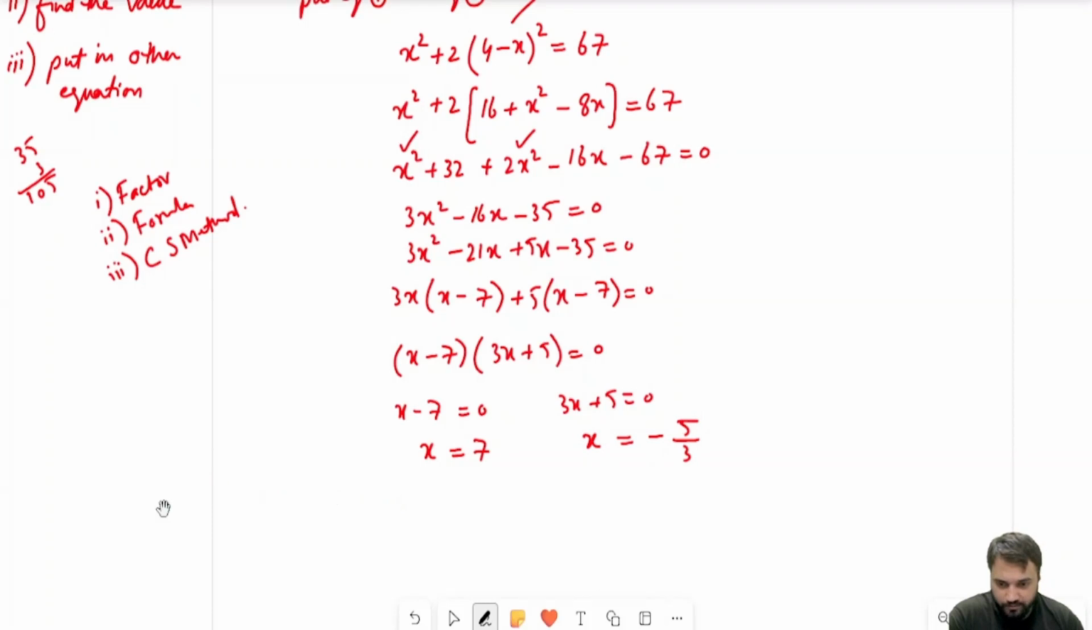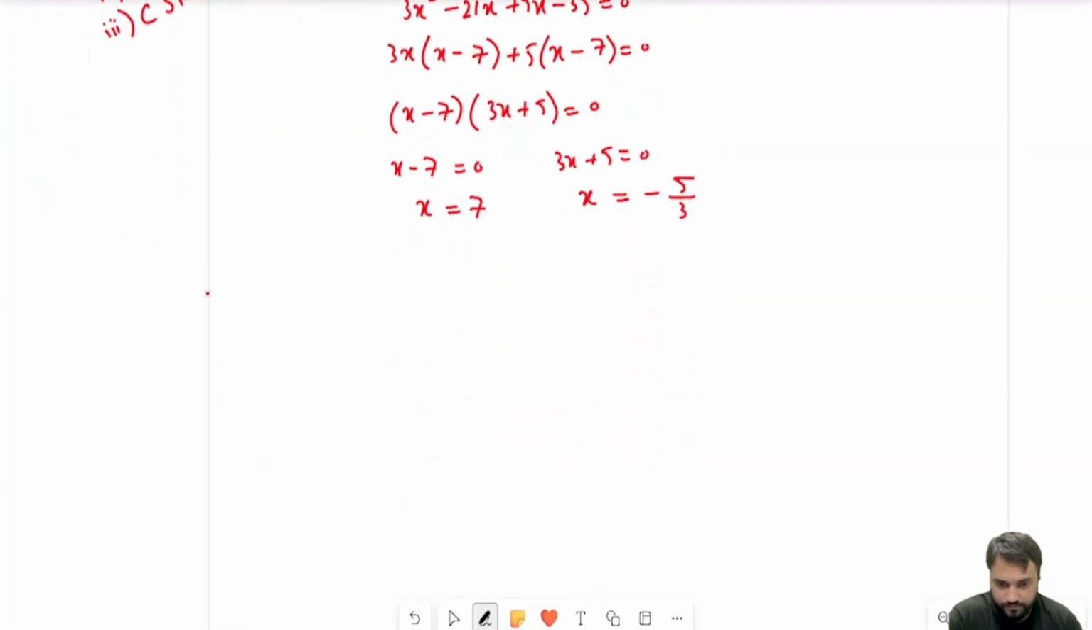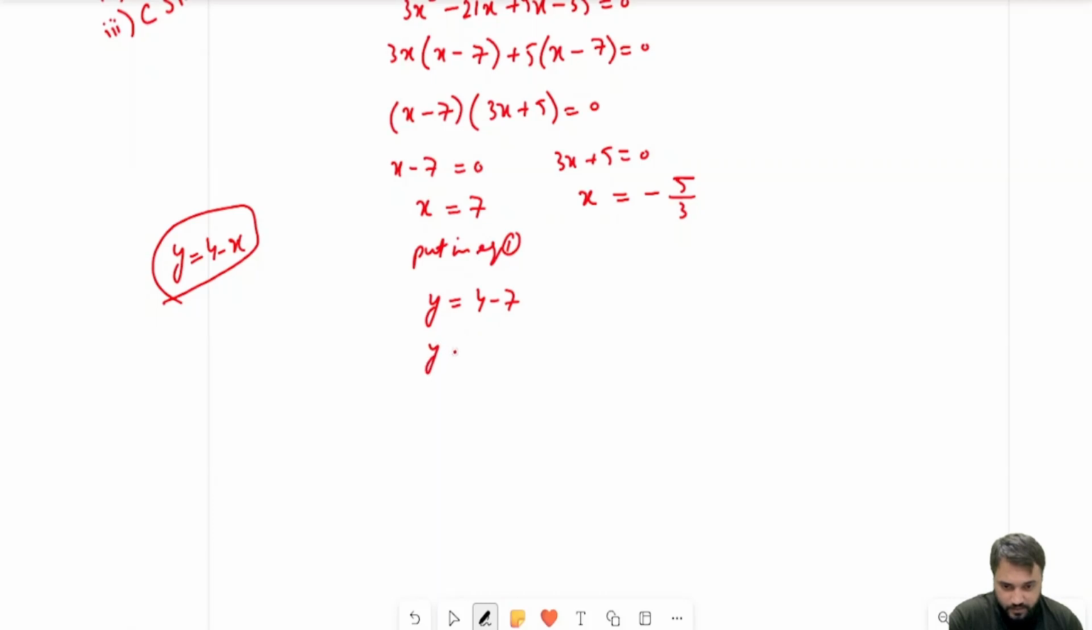We need to calculate the value of y now. Put in equation 1. Equation 1 is y is equal to 4 minus x. This is our first equation. So y is equal to 4 minus 7. The value of y is minus 3. By putting the value of x in equation 1, we get the value of y, that is minus 3.